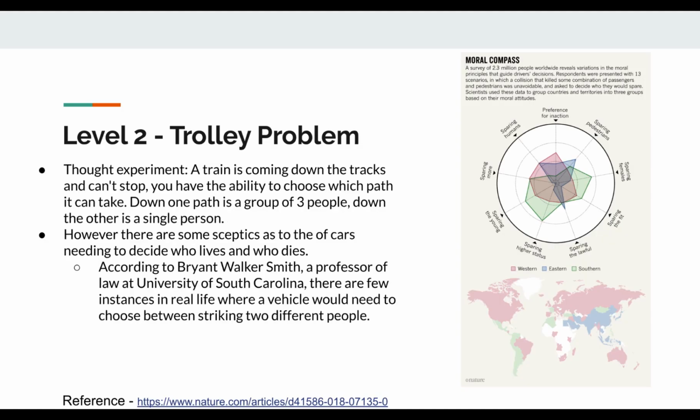Level 2, the trolley problem. The trolley problem is a thought experiment. A train is coming down the tracks and can't stop. You have the ability to choose which path it can take. Down one path is a group of 3 people, down the other is a single person. How do you decide which person to save and which people not to save? It's a moral dilemma.